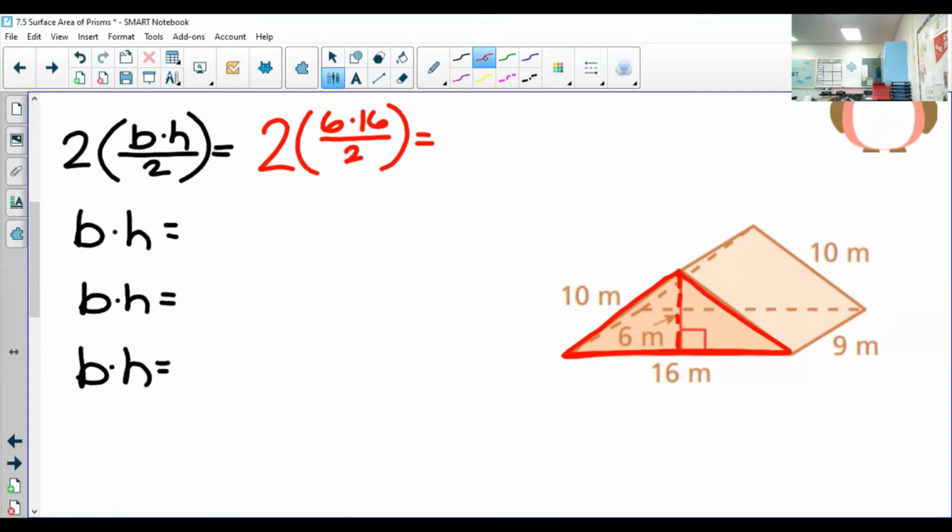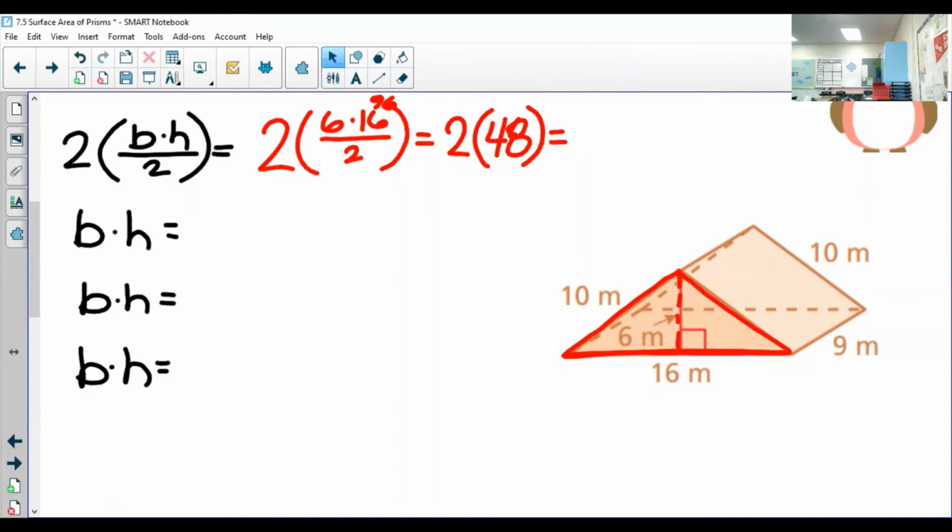So I have to do 6 times 16, which is 96, and then I'm going to do 96 divided by 2, which is 48. So then I'm going to have 2 times 48. And if I do 2 times 48, that's 96. Marker's being crazy again. Okay, 96.